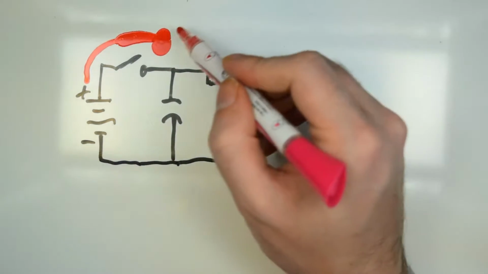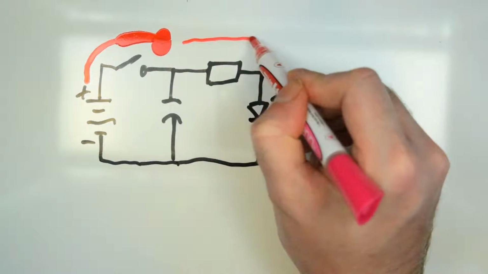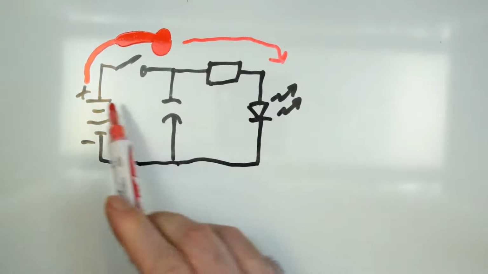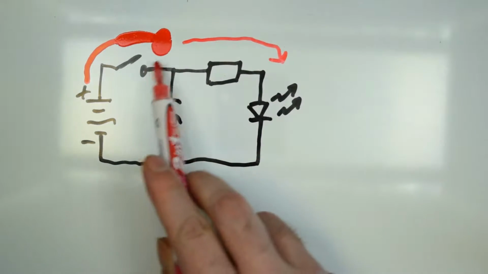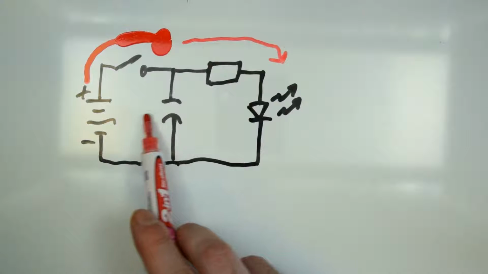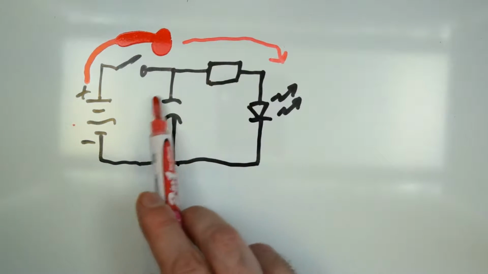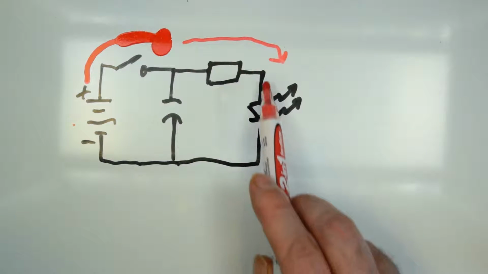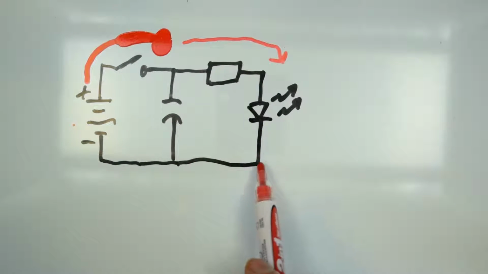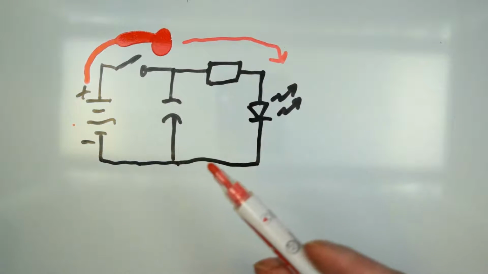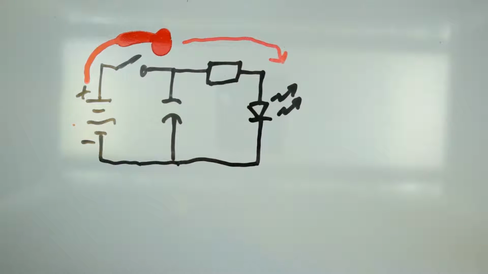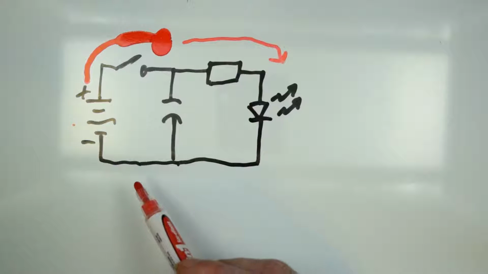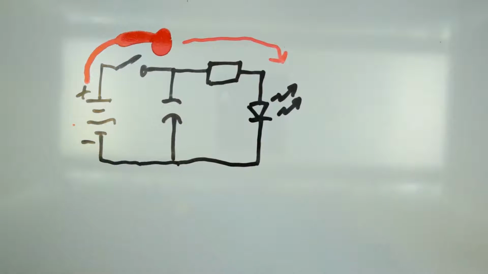Alright, so it's going to be traveling around in this direction. So it'll go through the switch. Some of it will go into here and charge that capacitor until the capacitor's voltage equals the battery voltage. Then it'll go through this resistor, and then through the LED. The LED illuminates, then it goes back and returns back through the negative portion. So that's not actually how current truly flows through a circuit.